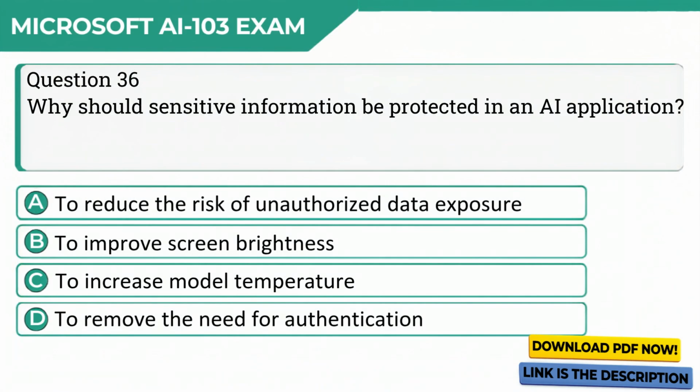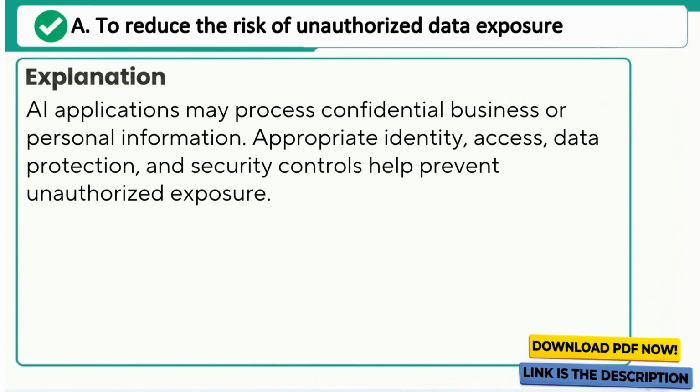Question 36. Why should sensitive information be protected in an AI application? A. To reduce the risk of unauthorized data exposure. B. To improve screen brightness. C. To increase model temperature. D. To remove the need for authentication. Correct answer: A. To reduce the risk of unauthorized data exposure. Explanation. AI applications may process confidential business or personal information. Appropriate identity, access, data protection, and security controls help prevent unauthorized exposure.